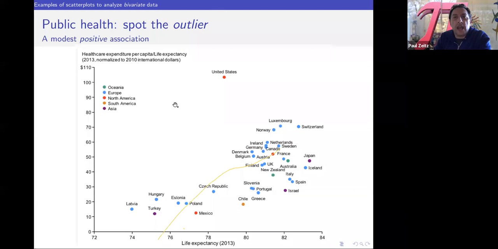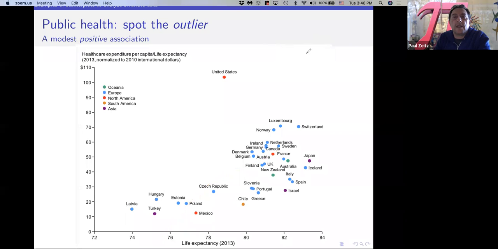Oh, somebody is annotating, and I need to not allow that. So disable attendee annotation. Okay, and there we go. Okay.